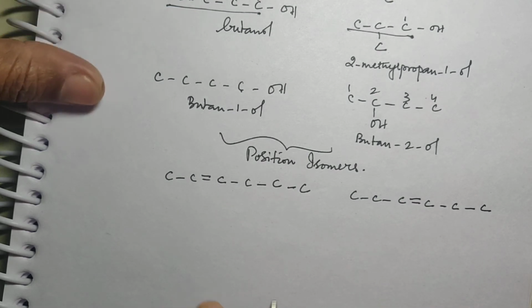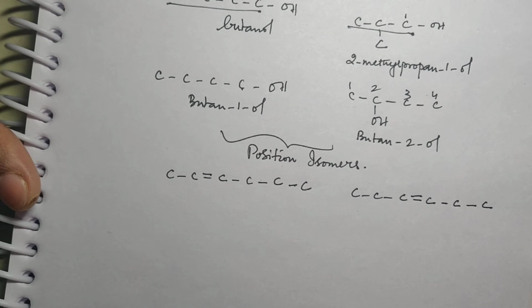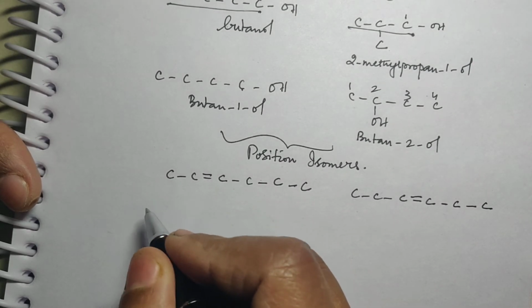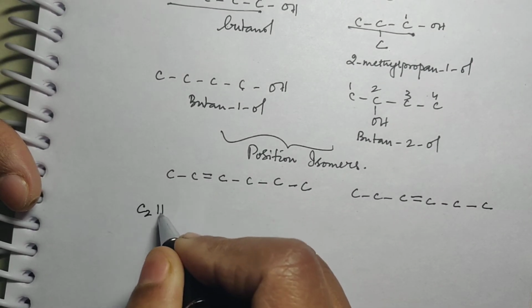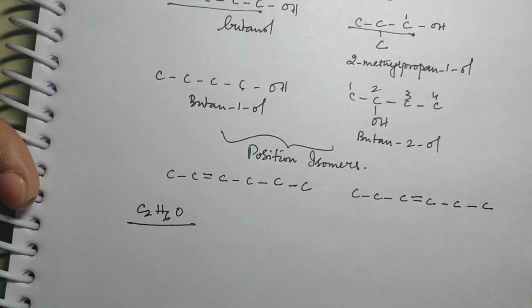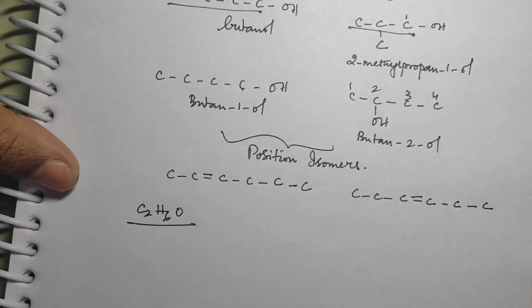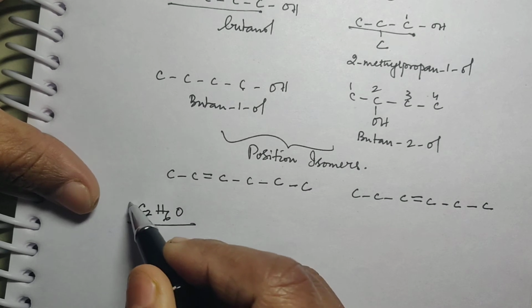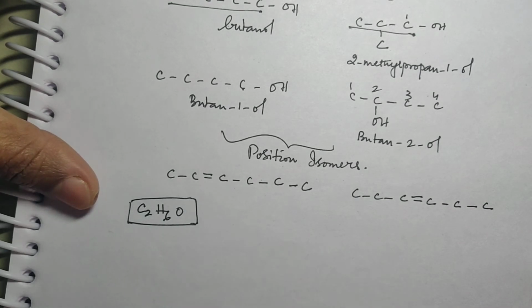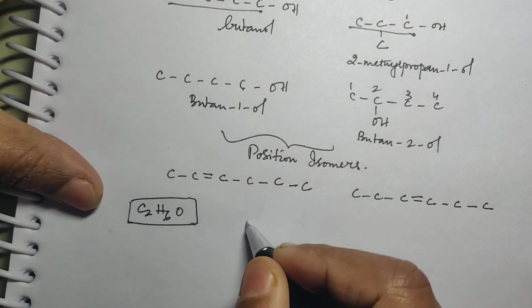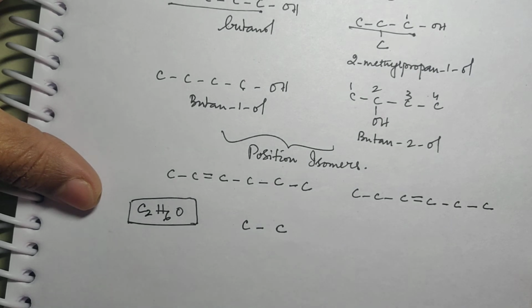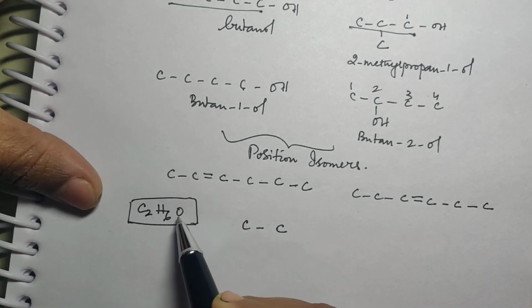Okay, now let me come to the next one, that is, say C2H6O. I have given you a molecular formula C2H6O. Now, how can you write the structure for this? C2, so 2 carbons made, and there is 1 oxygen.